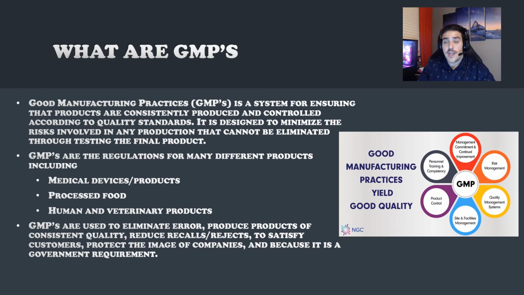GMPs are used to eliminate error, produce products of consistent quality, reduce recalls and rejects, satisfy customers, protect the image of companies, and because it is a government requirement. And on the right here, we have a picture of good manufacturing practices, which yields good quality. And it's basically the procedures or the parts of good manufacturing practices, and some of them are personnel training and competency, management commitment and continual improvement, risk management, quality management systems, site and facilities management, and product control. And I will be going over those in the next few slides.